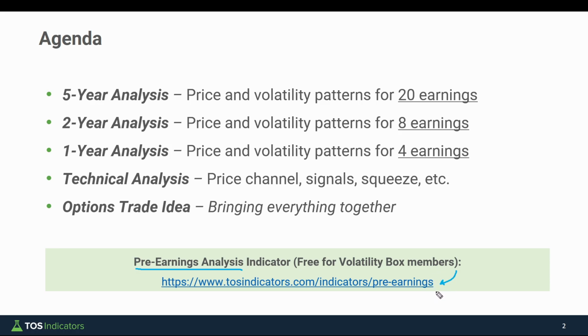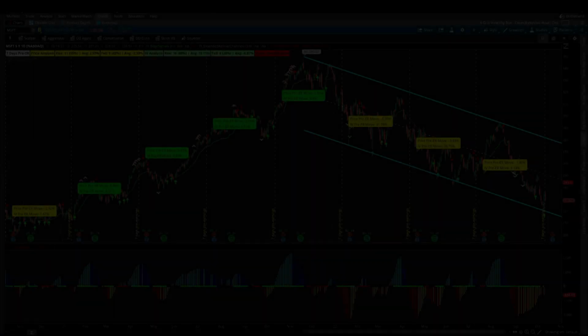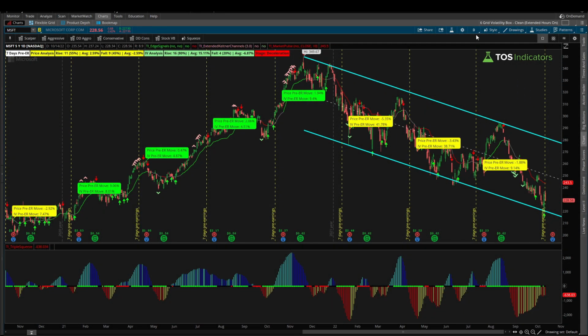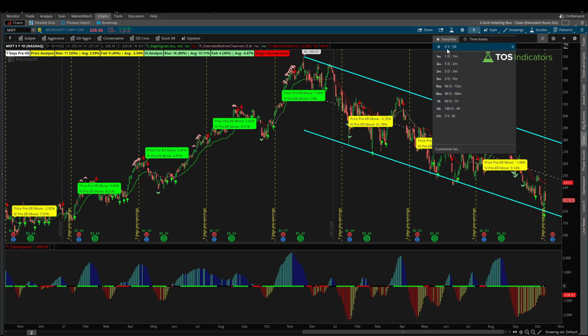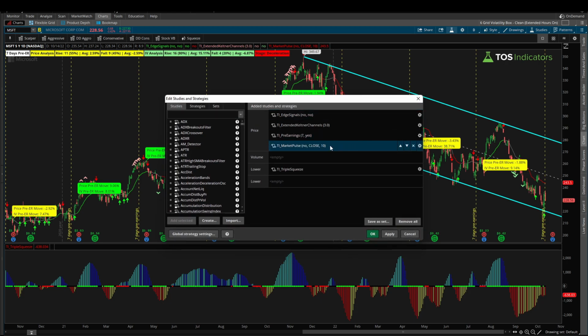Now let's get started with diving into Microsoft. Now coming inside of our thinkorswim charts, let's start with the 5-year analysis first. This is set to a 5-year, 1-day time frame. And in terms of the indicators, I have the pre-earnings analysis indicator, I have the market pulse loaded on, I have the triple squeeze loaded on, along with the edge signals for our overbought oversold indication and the Keltner channels.